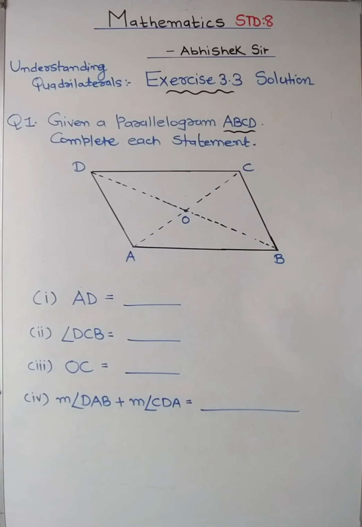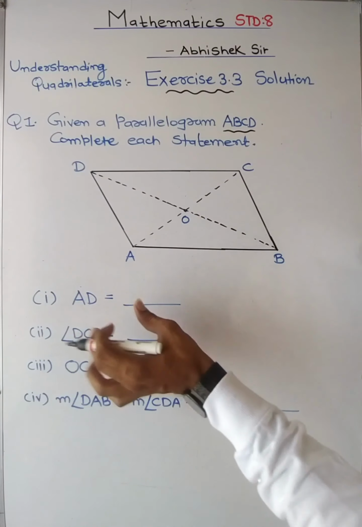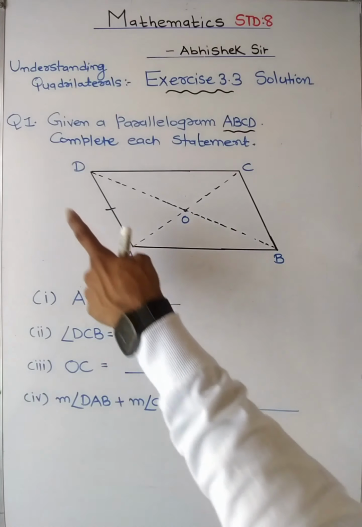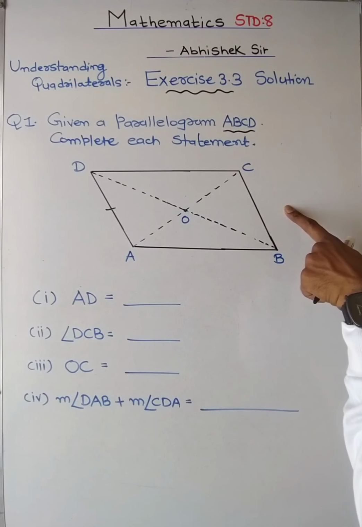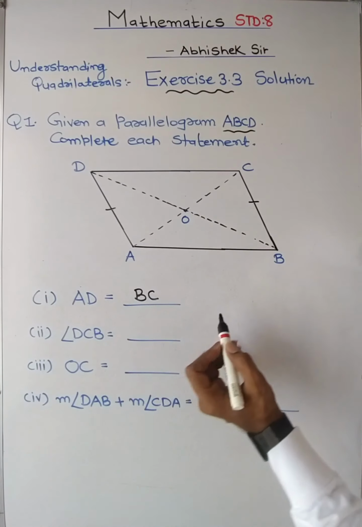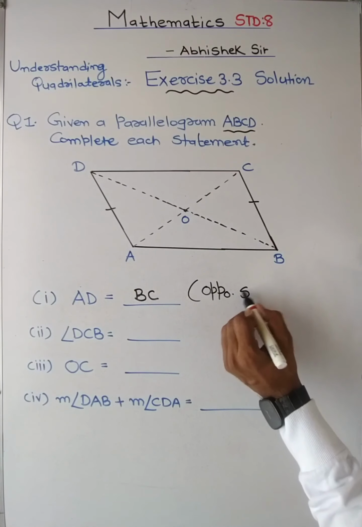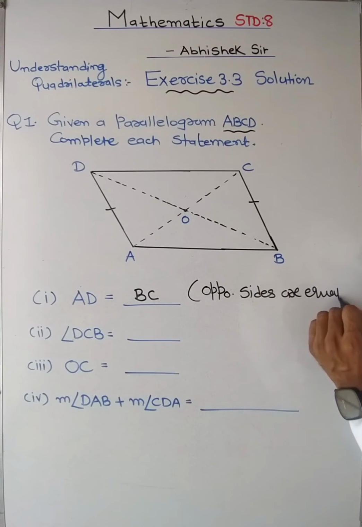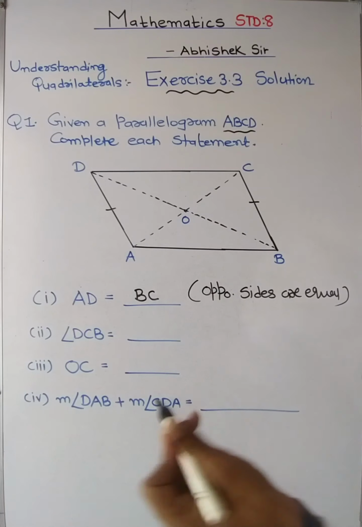So let us start. AD, and here the line segment is not drawn, so the measure of AD, here it is, you see AD. Okay, so the measure of AD will be equal to its opposite side, both will be the same. So here you will be writing BC. What is the property? Opposite sides are equal in a parallelogram. Clear? Very easy.